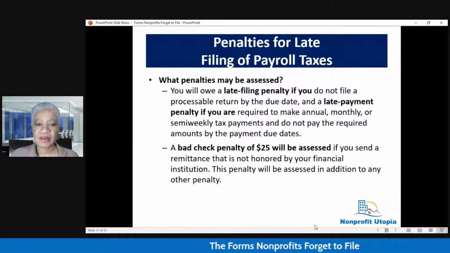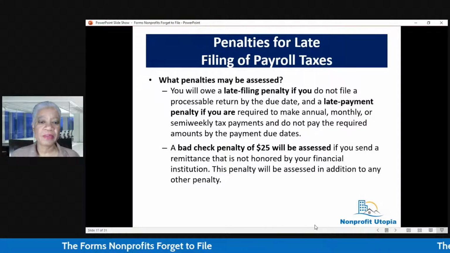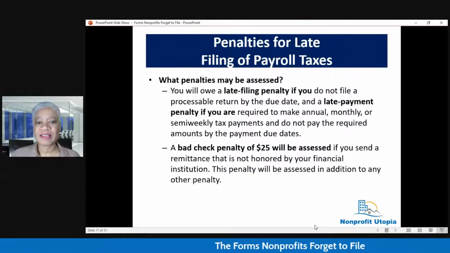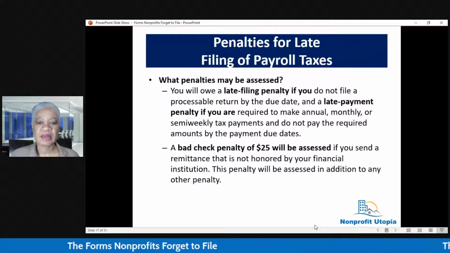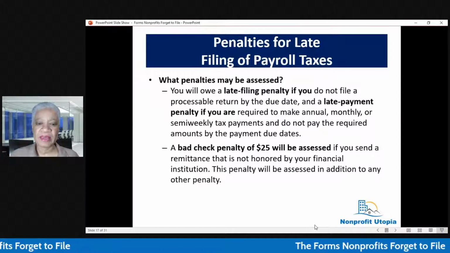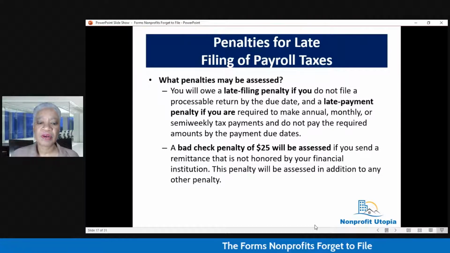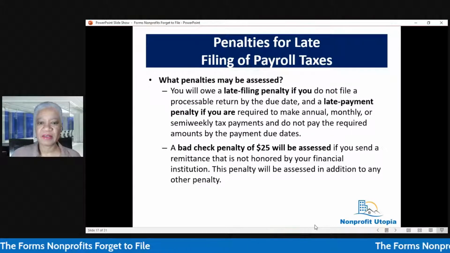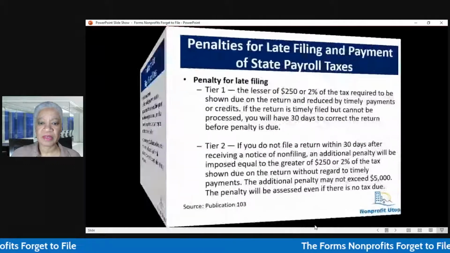All right, so apparently I got this a little bit out of order. The penalties for late filing payroll taxes on the state level are, one, you can get a late penalty for not filing, and then a late payment penalty for not paying. And then there's a bad check penalty of $25 if your check bounces.